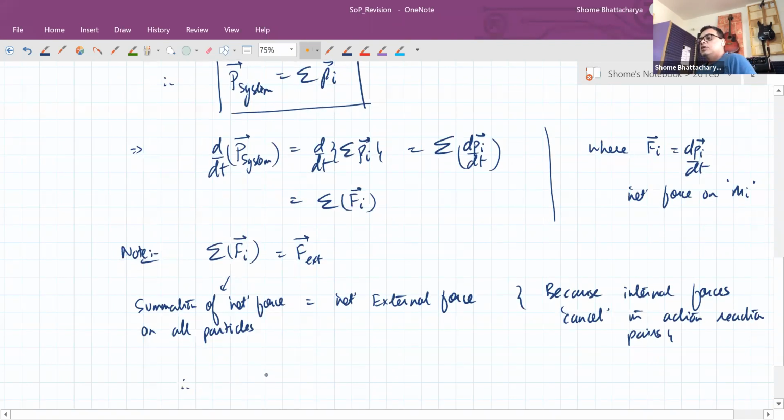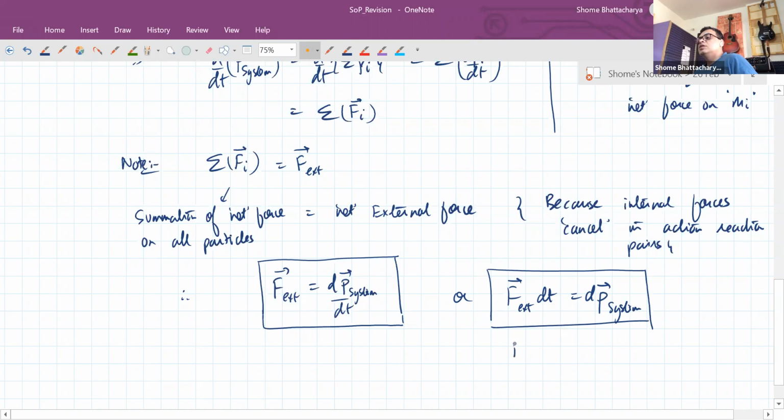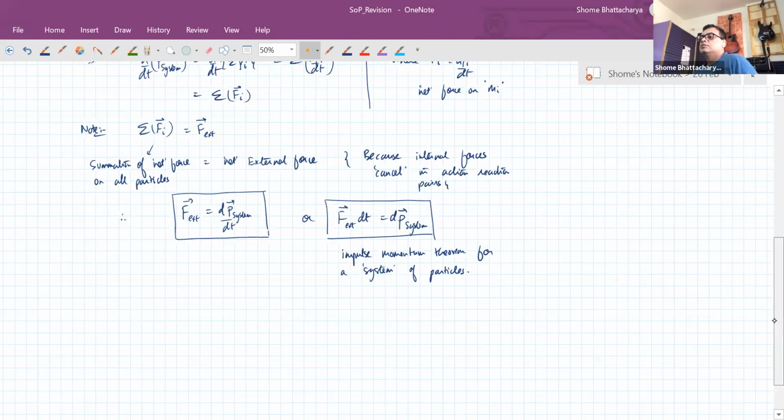Okay, so the net external force acting on the system, therefore, equals the rate of change of momentum of the system. Or we can say impulse due to net external force is the change in momentum of the system. So this is our impulse momentum theorem for a system of particles. So I'll leave you a moment to go through this section. This is extremely important.